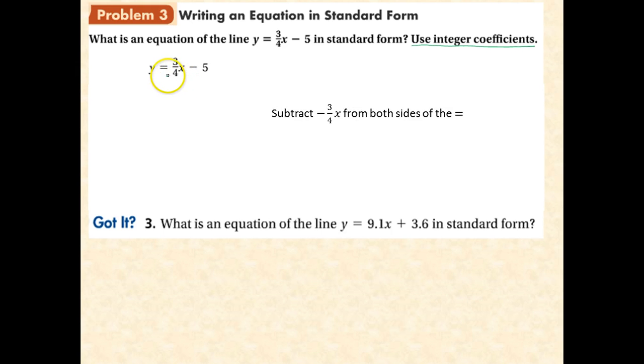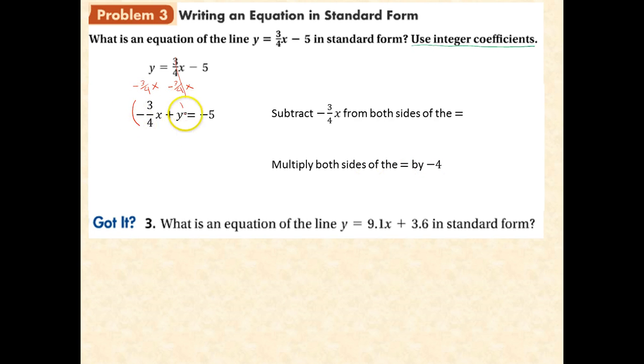Well, we can get the x and the y both over here by subtracting 3/4 x from both sides of the equation. Okay, so 3/4 x minus 3/4 x is 0. So we got negative 3/4 x plus y equals negative 5. So what should we do next? We want to have integer coefficients, and we would like our x coefficient to be positive as well. So what we're going to do is multiply both sides of the equation by negative 4.